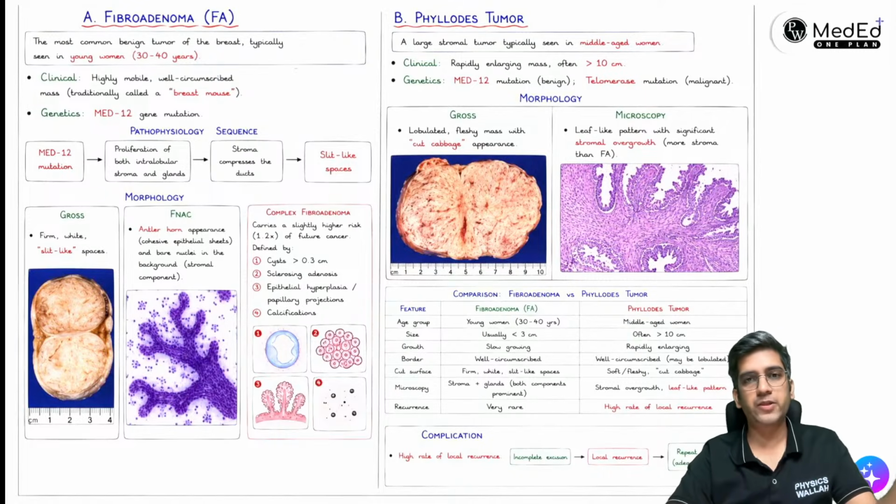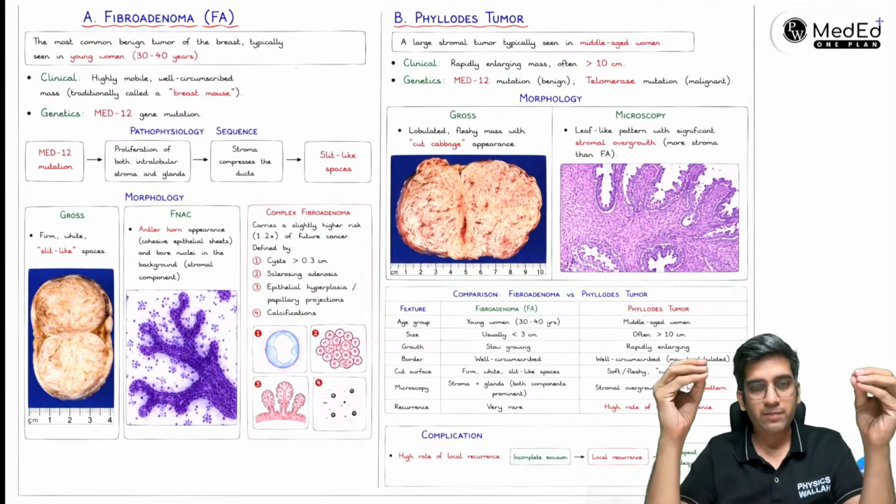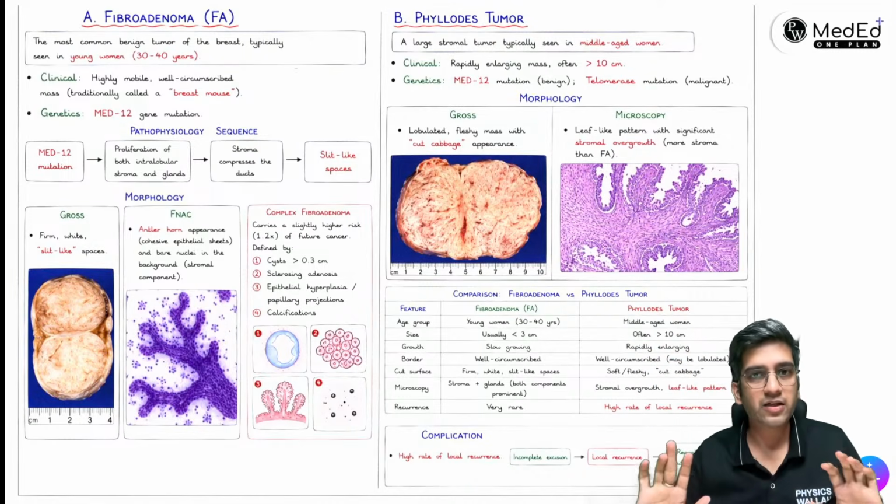Risk factors of breast cancer. Breast cancer is important. You have to know them. In your second paper, it's criminal not to know breast cancer and going to the exam. It's something which can come very often.